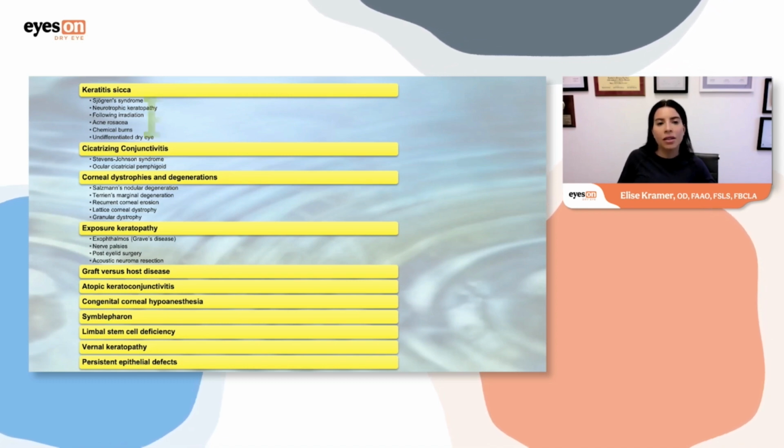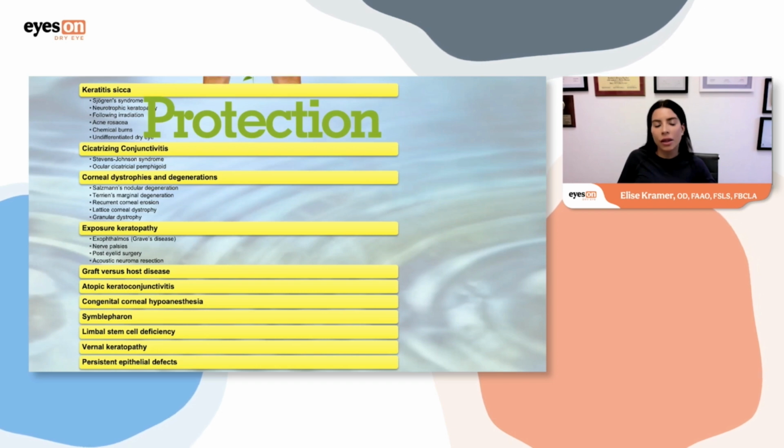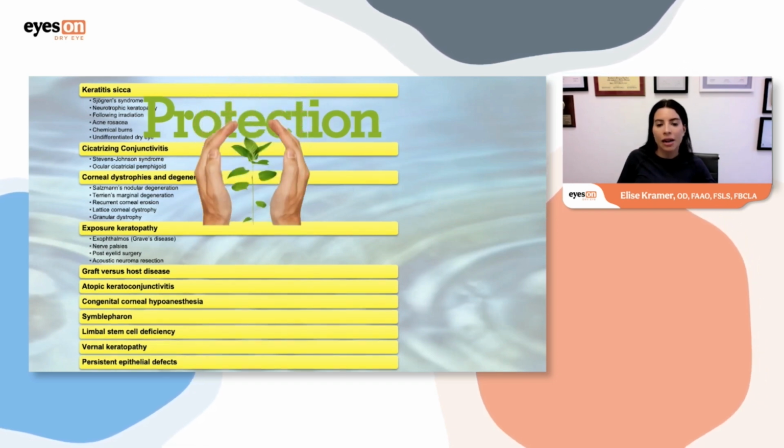So in this case, what is a scleral lens doing? It's going to be protecting the ocular surface and restoring it.